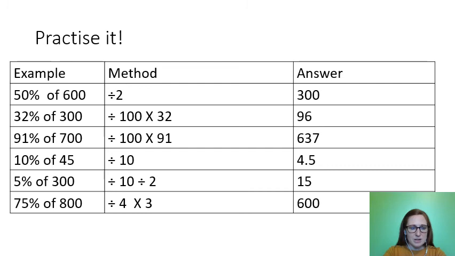For the next one, 91%, again, I took that longer version of dividing by 100 and multiplying by 91. To find 10%, I just divided by 10. To find 5%, I divided by 10, then I divided by 2. You might have chosen to divide by 100 and multiply by 5. That's fine. Then 75%, I divided by 4 and multiplied by 3. You might have divided by 100 and then multiplied by 75, or you might have split it up into 7 lots of 10% and a 5%. It's completely up to you as long as we all reach the same answer.